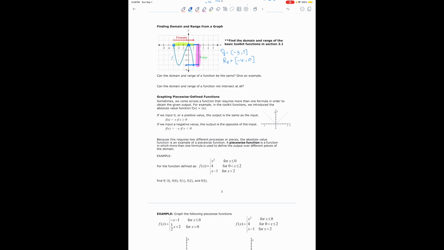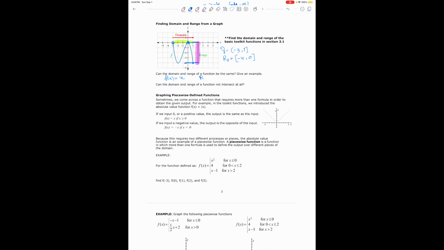Similarly, you will be able to find the domain and range for all of the basic toolkit functions in section 3.1 if you would like to. Let's answer some questions. Can the domain and range of a function be the same? Yes, a function might have a domain and range that are the same. The famous example is the function f of x equals x. All of the real numbers are the domain and range of that function.